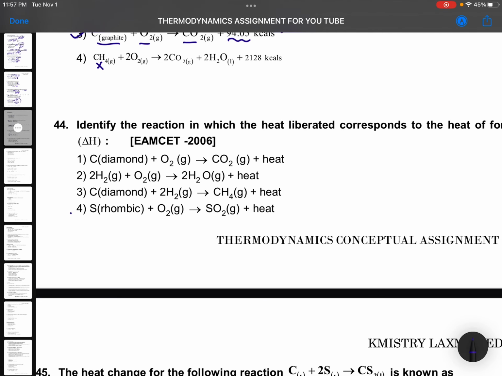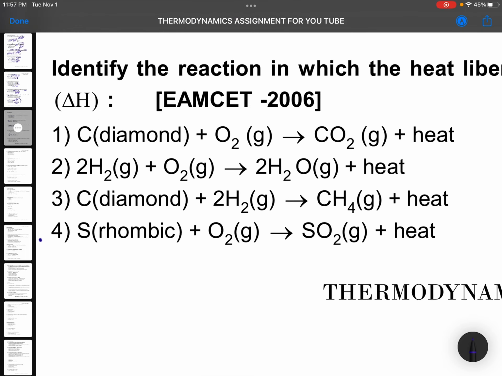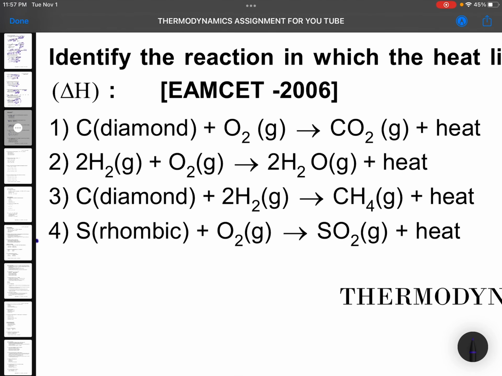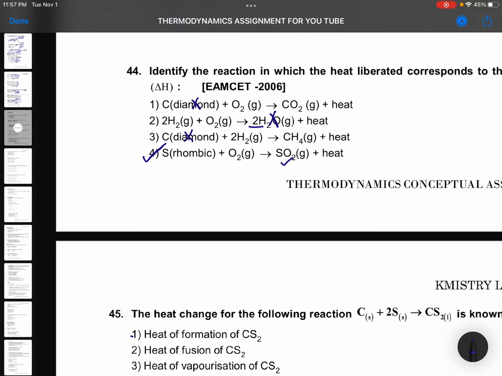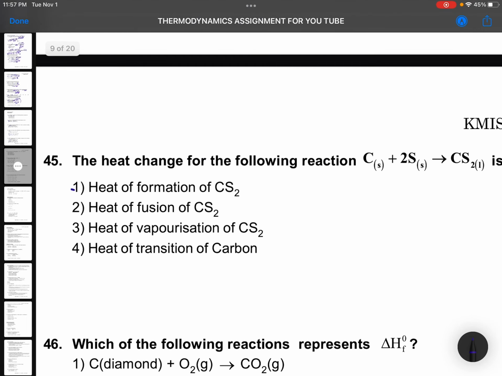Identify the reaction in which the heat liberated corresponds to heat of formation. So the one mole concept is there. Diamond not accepted. 2 moles not accepted. 1 mole only should form. Diamond not accepted. Sulfur, rhombic sulfur is accepted. Okay, now SO2 formation. It must come from its constituent elements.